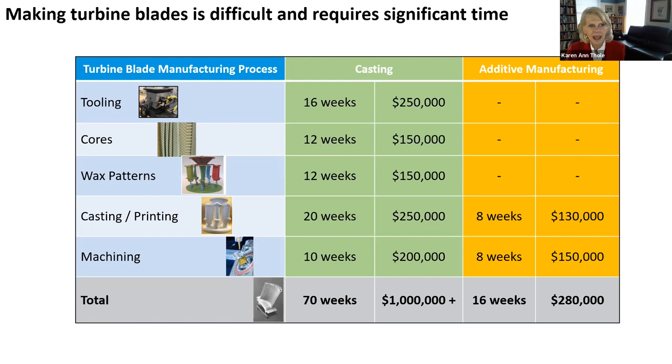If I do that same thing, but rather than go through these steps of single crystal I make it using additive manufacturing, I can make it in about 16 weeks, for less than $300,000, a whole ring of turbine blades. Now, I must say that metal additive manufacturing cannot produce a blade that can operate in today's turbines given the heat and the thermal stress that it experiences. However, a turbine blade can be made using additive.